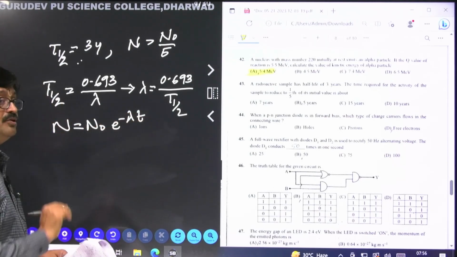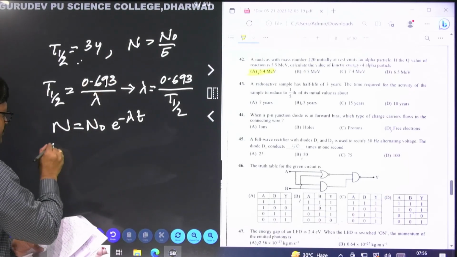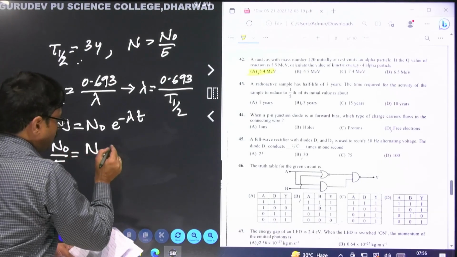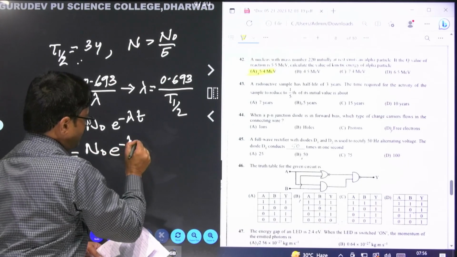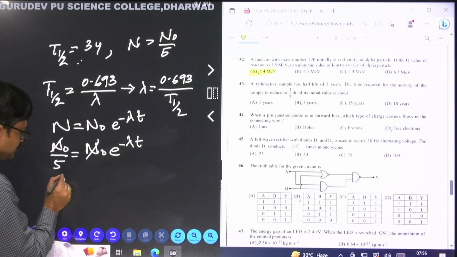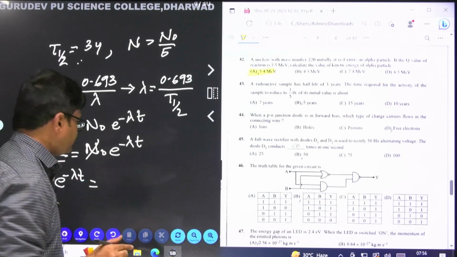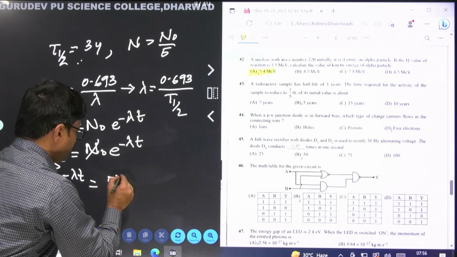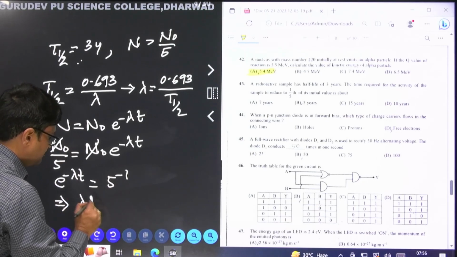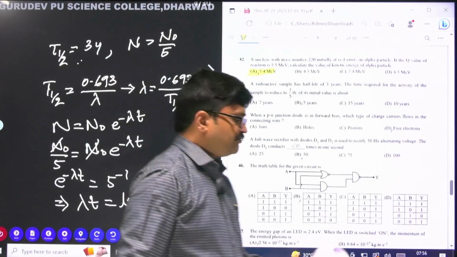Now, in this particular part, I'll be substituting the value of n. N is what? N naught by 5. So hence, I'll just write it. N naught by 5 is equal to n naught into e raised to minus lambda t. So I can cancel off n naught here. So I'll get e raised to minus lambda t is equal to 1 by 5. 1 by 5 can be written as 5 raised to minus 1. Okay. So this implies lambda t can be written as ln of 5. So this is the value of lambda t.